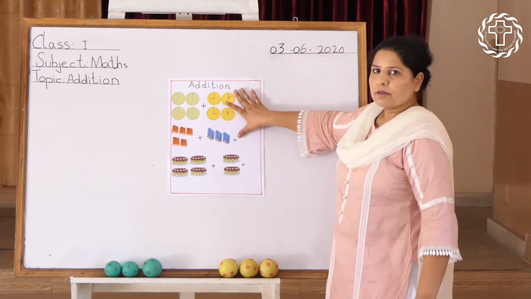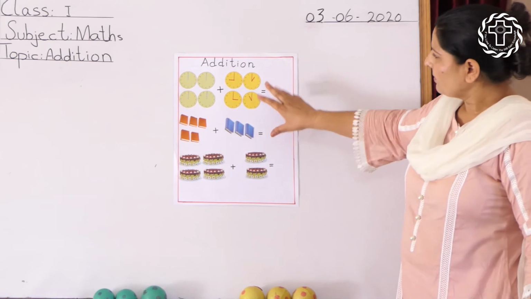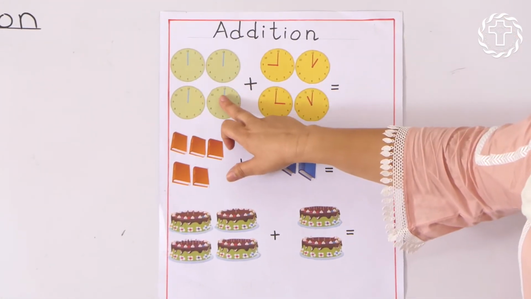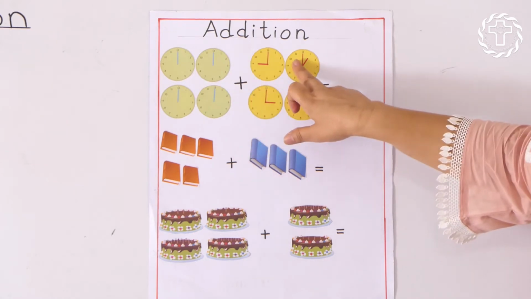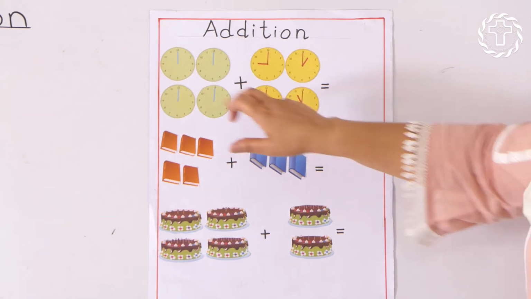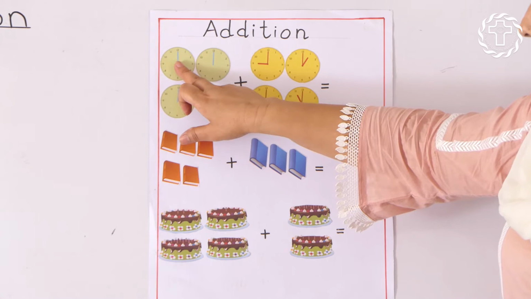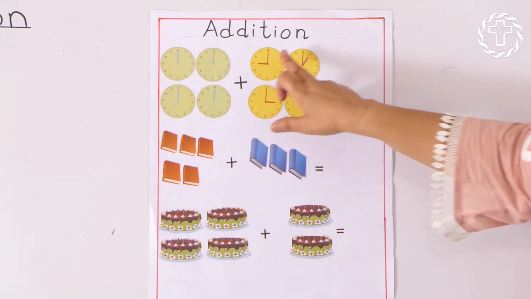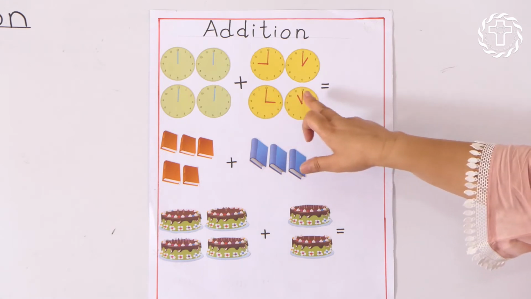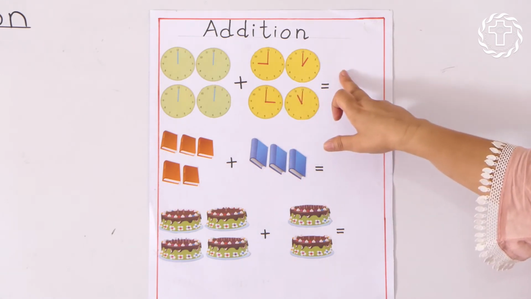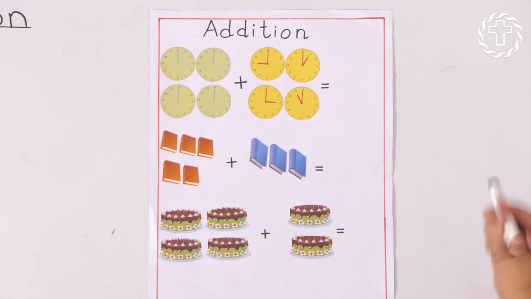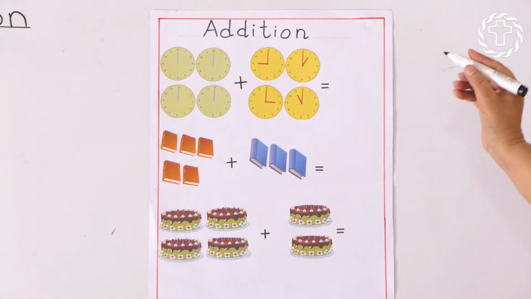Okay. Look at this chart. These are clocks. They are 4 plus 4. How many altogether? Let's count. 1, 2, 3, 4, 5, 6, 7, 8. How many altogether? 8.